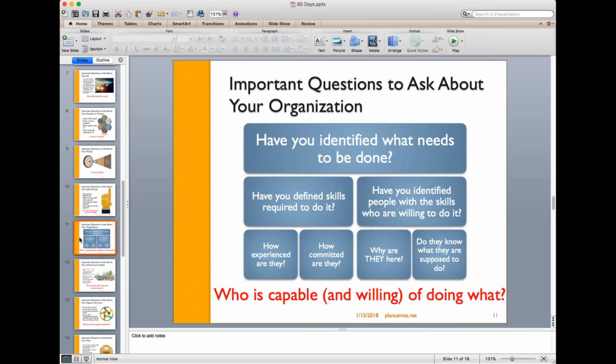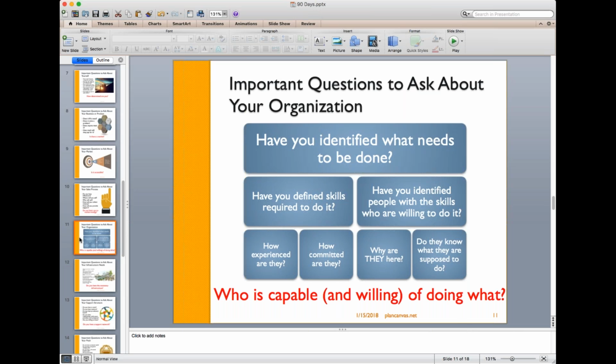But one of the first things you have to decide is really what does need to be done. And I'm talking about listing these things out. Again, not keeping it in your head, but defining what you need to do in order to not just get to a launch, but to actually run the business post-launch. So have you defined the skills that are going to be required to run those tasks? And have you identified the people that have those skills that are willing to do it?